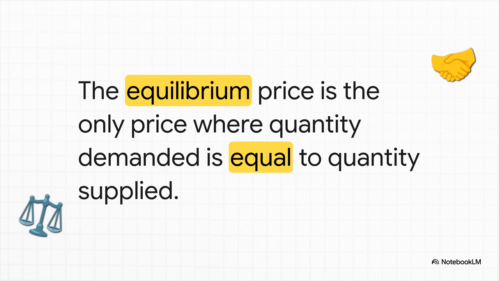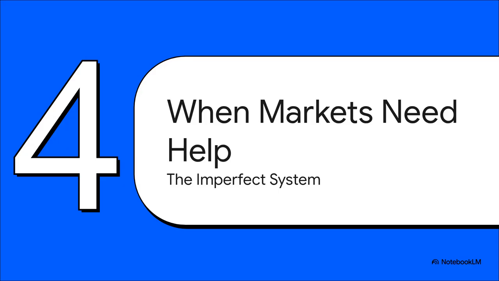And this isn't just some abstract theory. It's the logic behind things like surge pricing for ride-sharing apps, where the price adjusts in real time to find that perfect balance. Now, that equilibrium model is incredibly powerful, but it's not the whole story. The real world is messy, and sometimes the actions of buyers and sellers end up creating consequences for people who had nothing to do with the deal in the first place.